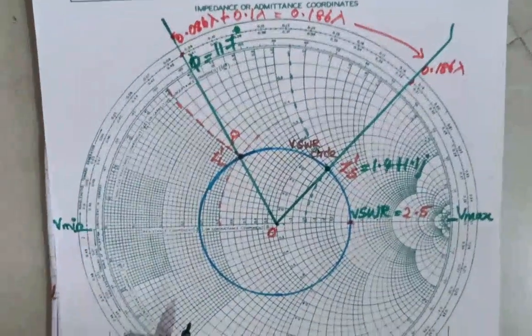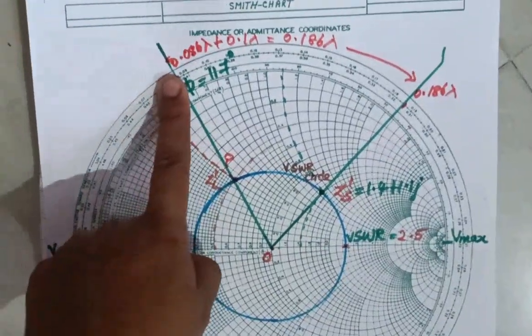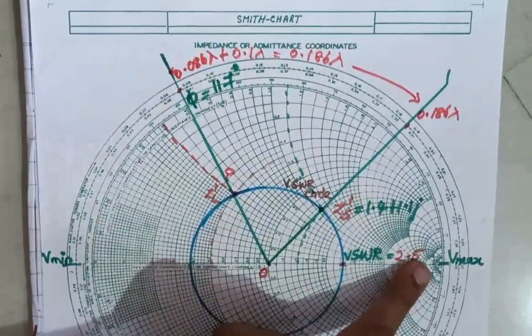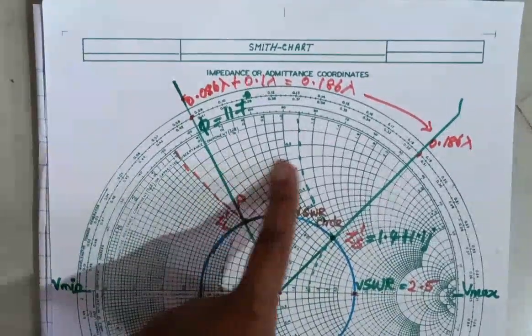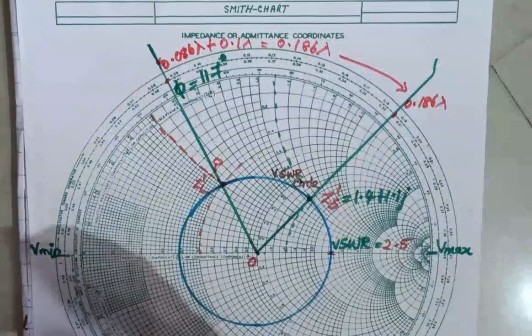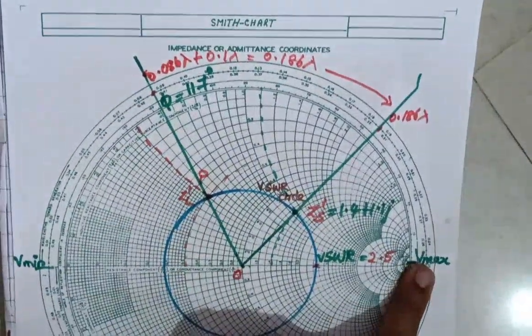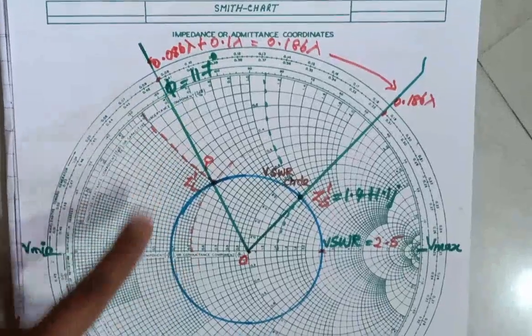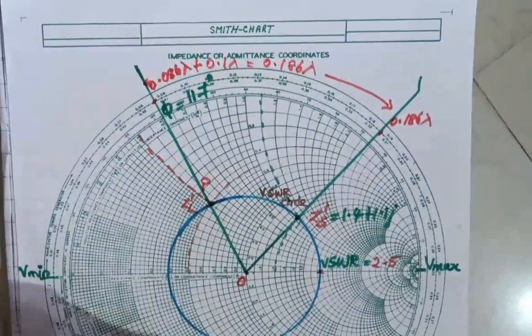First, we want to calculate the position of voltage maximum from the load, that is, the distance between these two points. Take the values only in the clockwise direction. We want to calculate the position of voltage maximum and the position of voltage minimum from this load in the clockwise direction.